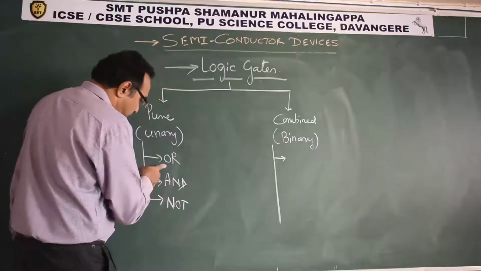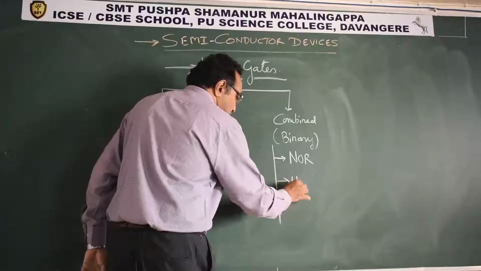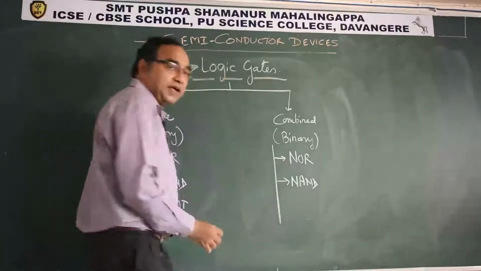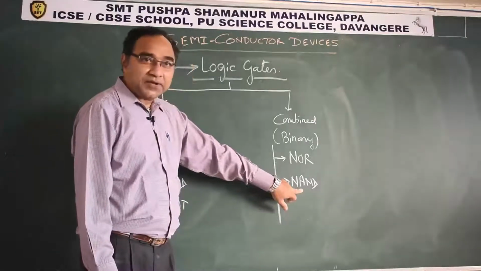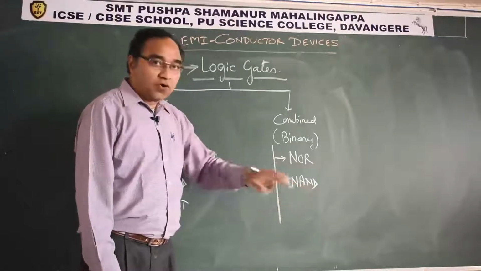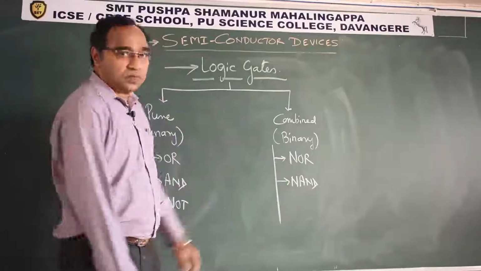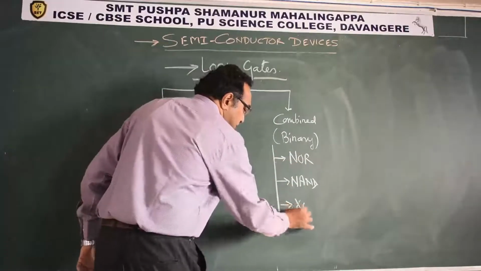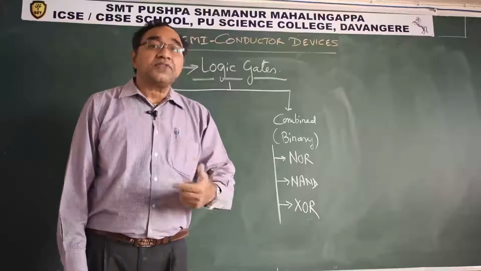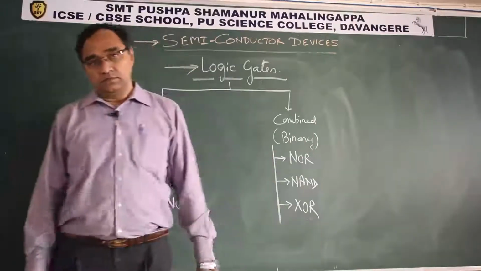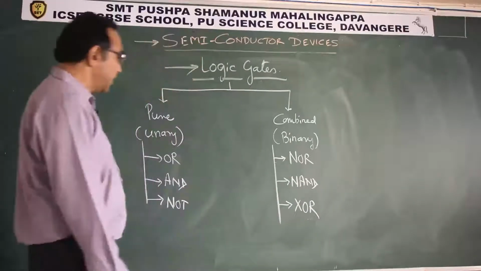Combine two gates. Not or, NOR gate. This is pronounced as NAND gate. This is not NAND gate. This is NAND gate. N is not and. Combination of and not. Combination of or and not. And then let us take one more, which is said as XOR gate. It is exclusive OR gate. Okay, this way. See the combination, right?